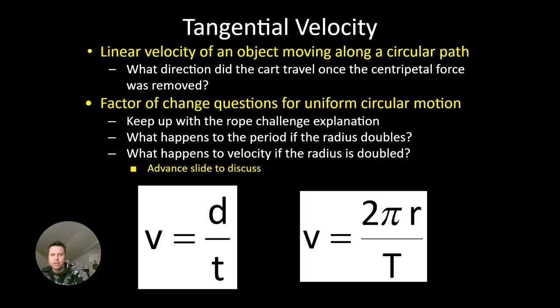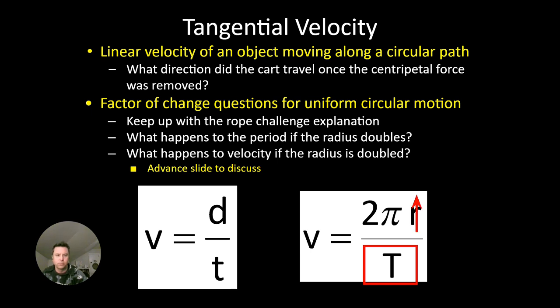and then I want to keep the velocity the same. What happens to the period? Actually, it doesn't say anything. Factor of change, what happens to velocity if the radius is doubled? Anyway, sorry. So what happens to the period? I'm trying to figure it out. I thought I had this going for you guys.